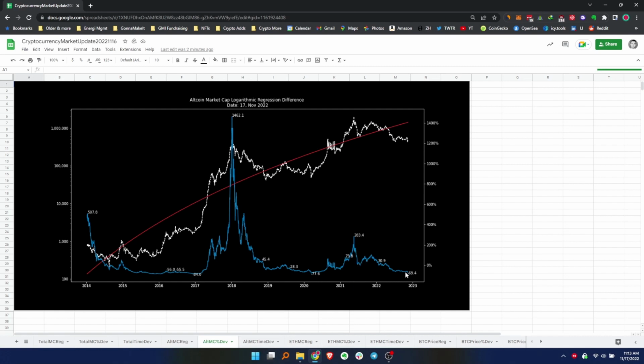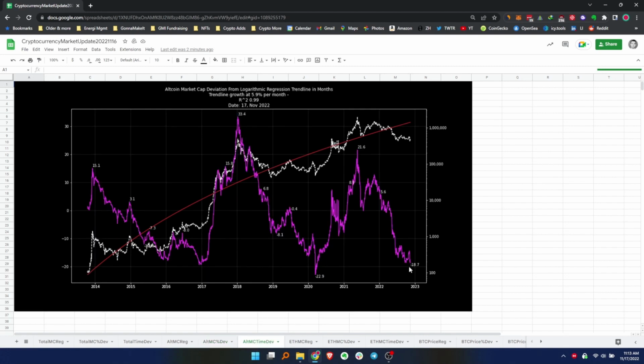So again, look how undervalued the altcoin market is now, 69% undervalued. We can look at the time deviation, 18 months, pretty undervalued. This is near the lows it's ever been. And keep in mind, again, we're in an environment right now with the whole world economy kind of on edge. So I think there might potentially be a little more downside on this. But again, crypto is very well positioned to come out of that.